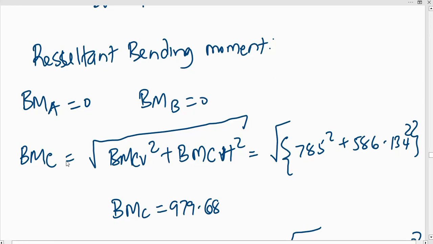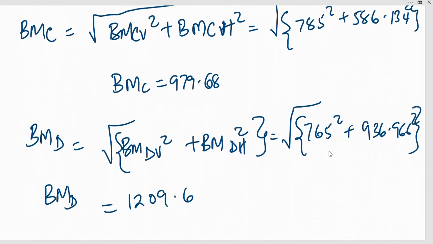Then at C, the resultant will be the square root of bending moment in the vertical direction squared plus bending moment in the horizontal direction squared. Then I will have the bending moments due to the vertical loads as 785. I square it plus 586.134 squared. I take root, and the bending moment at C is 979.68 Newton meter. That is now the resultant bending moment at C.